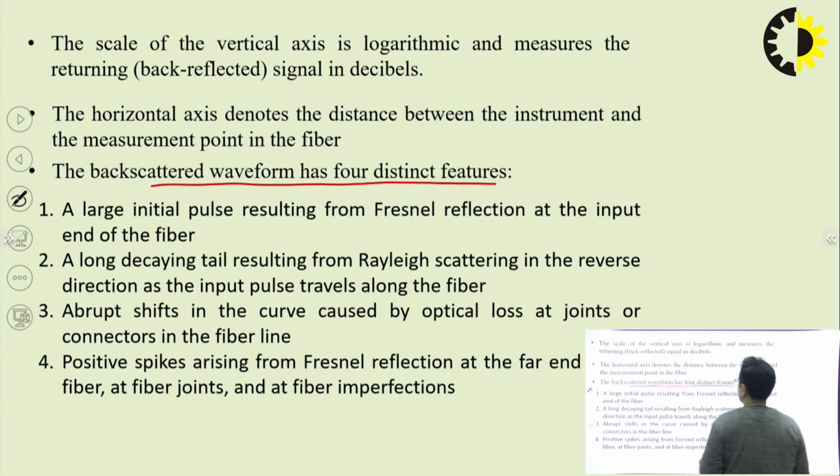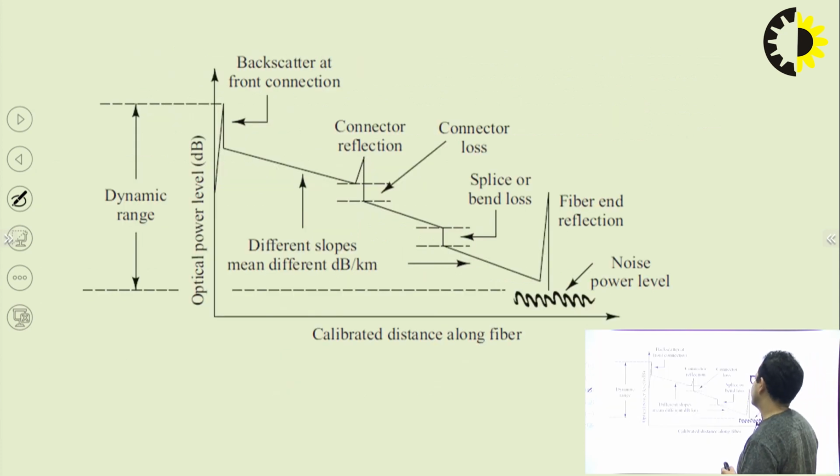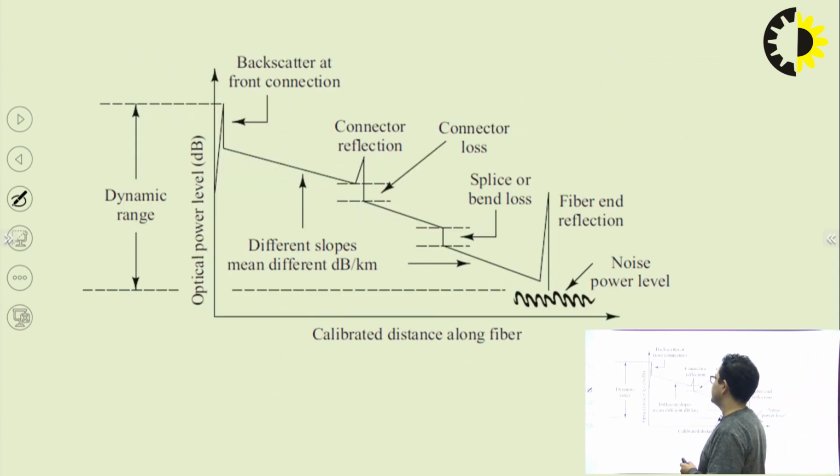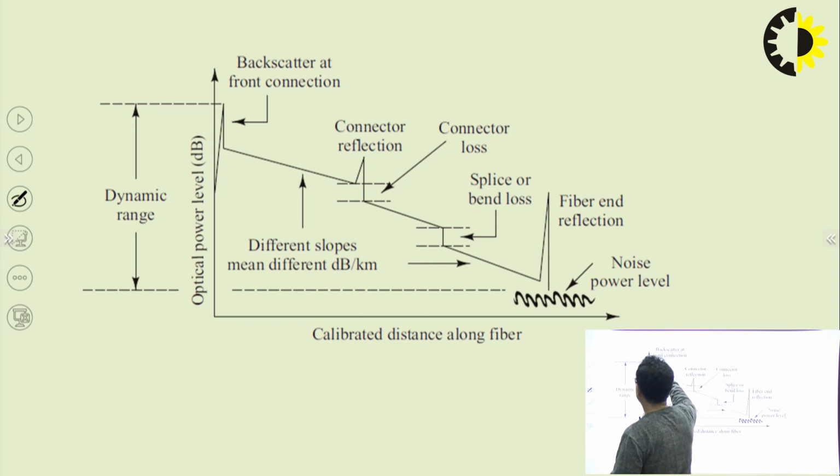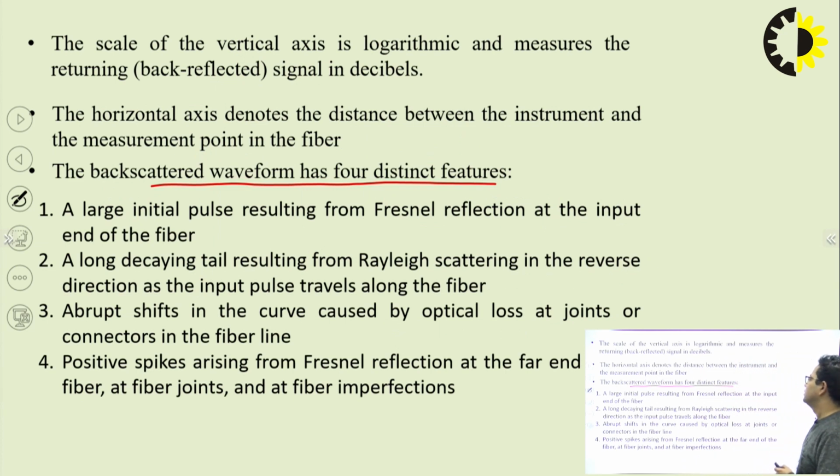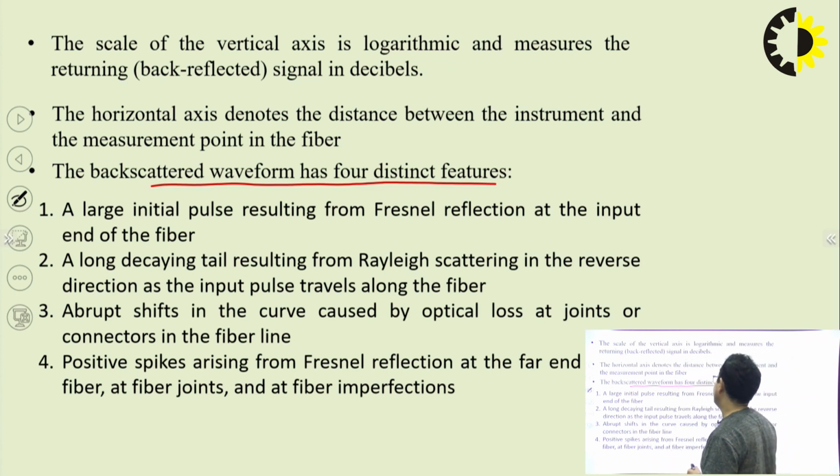Now after this, what is happening? There is a long decaying tail, which is due to the Rayleigh scattering, right? The decaying tail is there, this one. The spike is there because of the Fresnel reflection, and then a decay is there because of the Rayleigh scattering in the reverse direction as the input pulse travels along the fiber. There is also an abrupt shift in the curve.